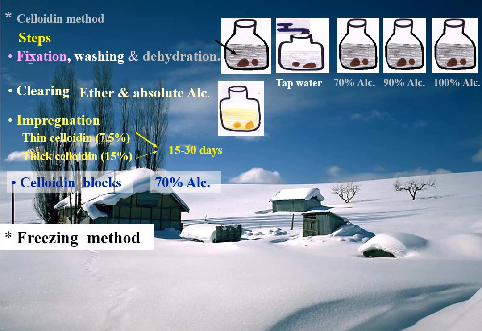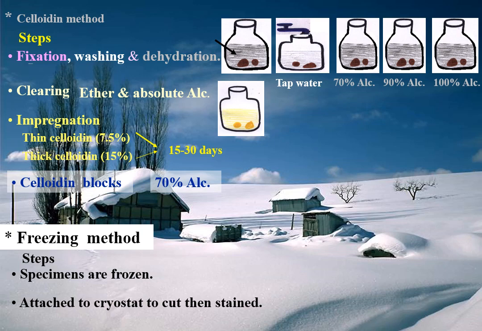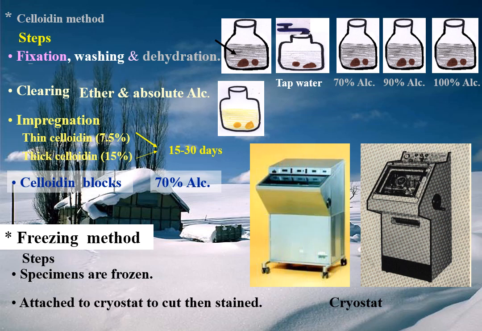Freezing method. Steps: specimens are frozen in the cryostat, and frozen blocks containing the specimens in the center are prepared and attached to the holder of the cryostat by tissue tape. Sections are cut and stained as usual.